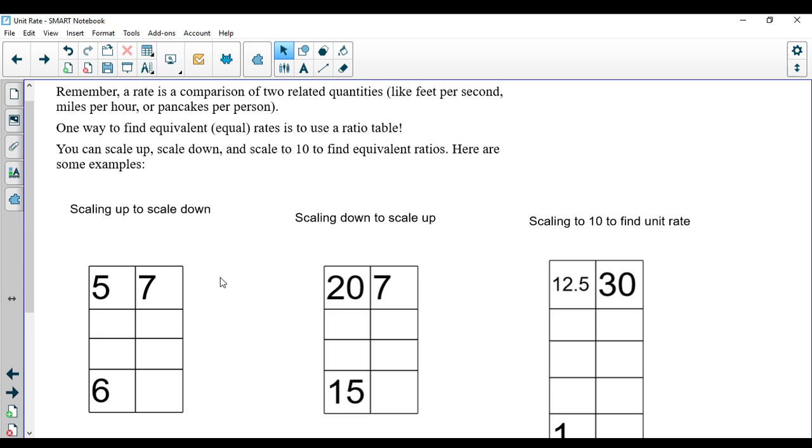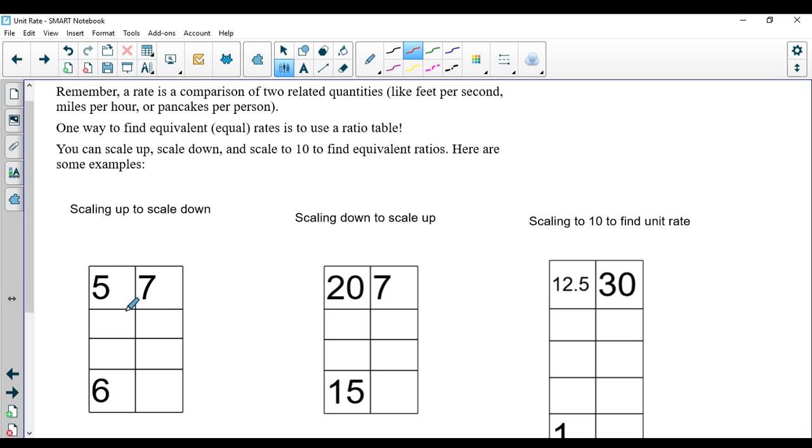So we need to remember that a rate is a comparison of two related quantities, like feet per second, miles per hour, pancakes per person. And we use ratio tables to find those equivalent rates. So I'm going to start with this first one, scaling up to scale down.